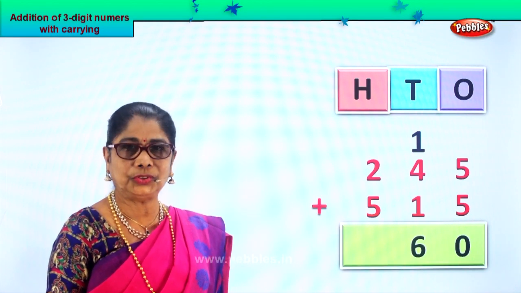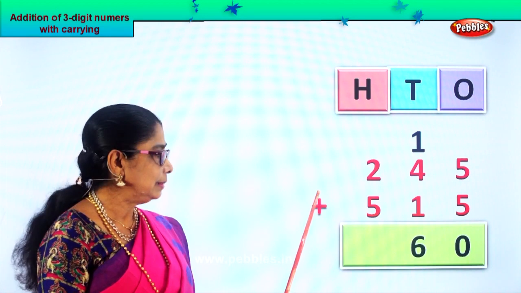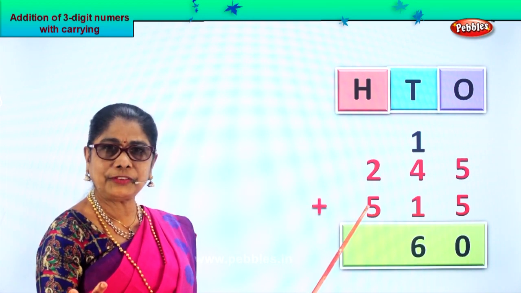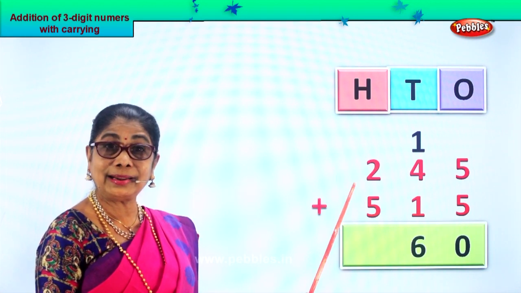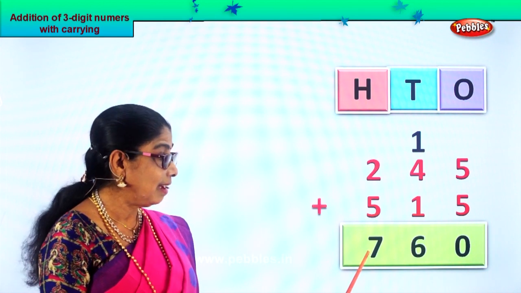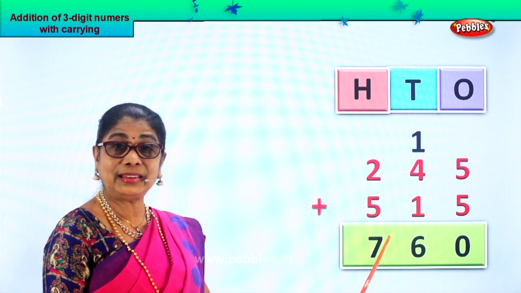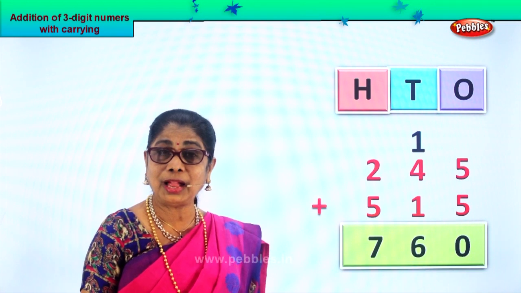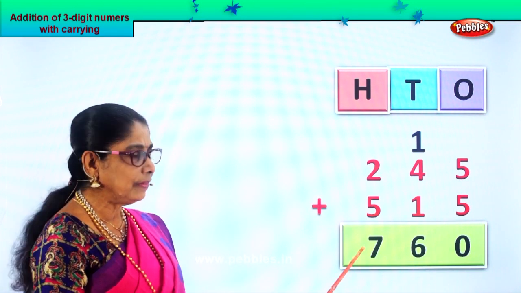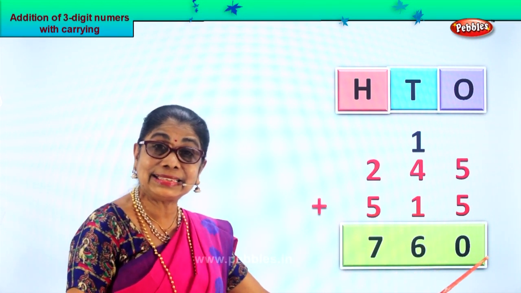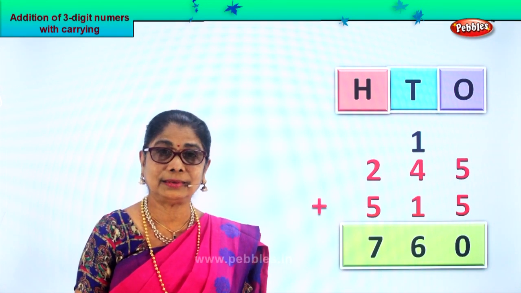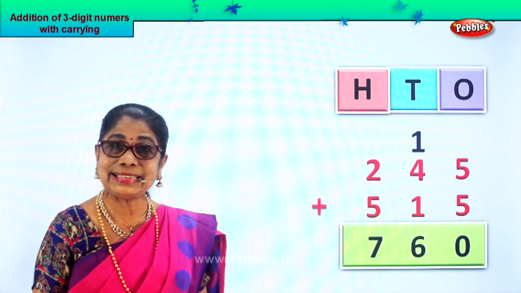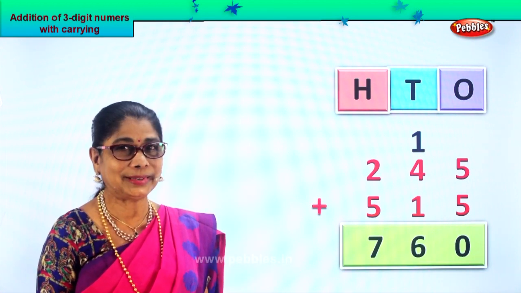Yes? Good. 5 in the mind and take 2 fingers. After 5: 6, 7. So 5 plus 2. 500 plus 200 makes 700. So we get 7, 6, 0. How do we read this number? 700. 60. 760 is your answer. Addition of three-digit numbers with carryover.